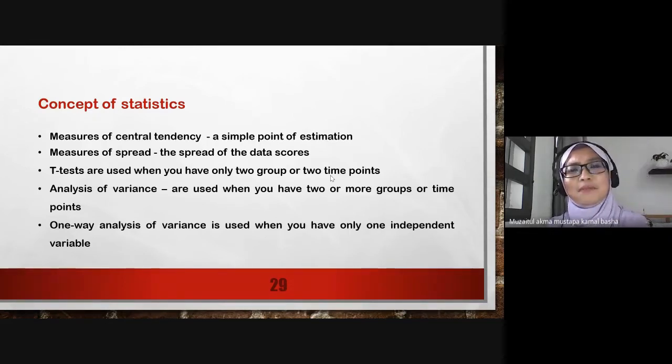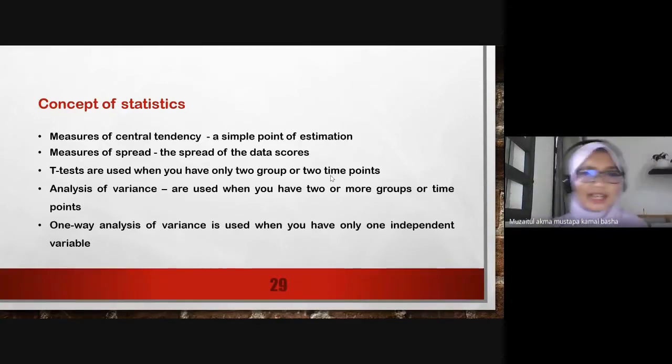Measures of central tendency is actually a simple point of estimation. Like I mentioned just now, mean, mode, median, that is under measures of central tendency, so you get a simple point of estimation. And another one, we have measures of separation. What is separation? The separation of the data score, meaning how far your data is from the mean score of the population or of your sample.